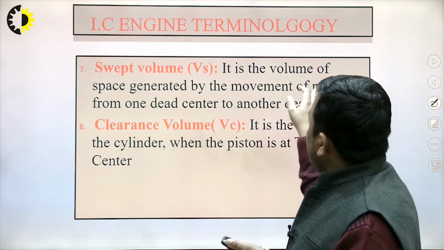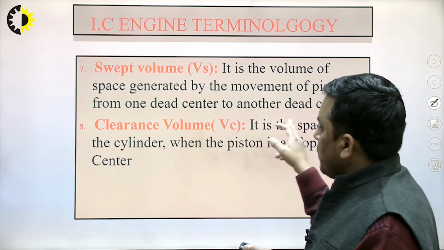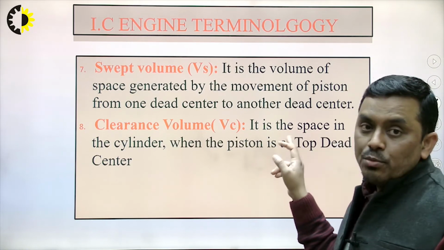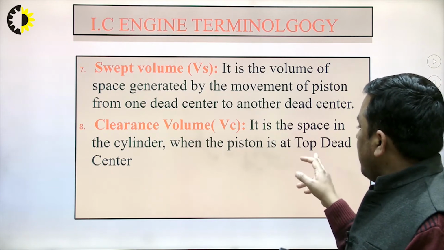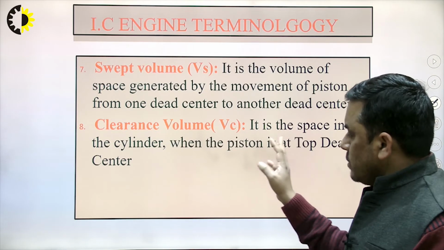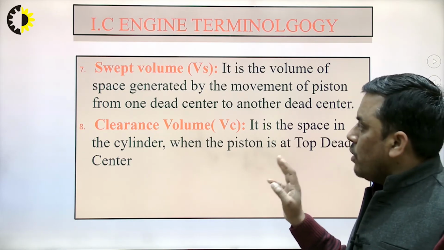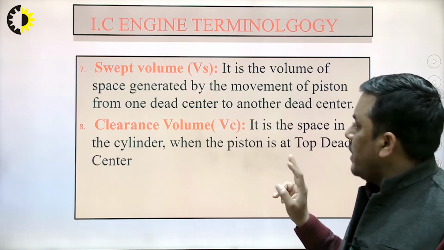Now the swept volume, already discussed, is the volume space generated by the movement of the piston from one dead center to another, from top dead center to bottom dead center. Clearance volume is the space in the cylinder when the piston is at top dead center. So these are the different types of volume. This is the basic terminology related to IC engine, cylinder and piston arrangement.